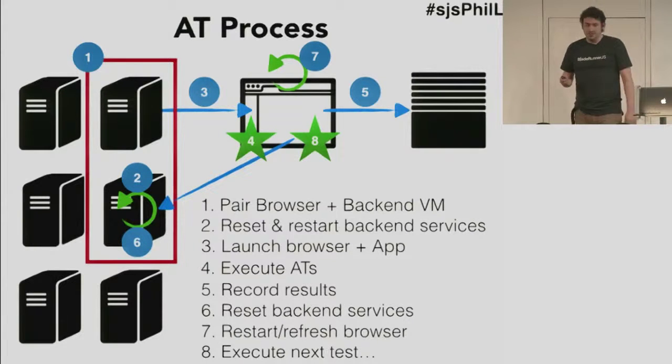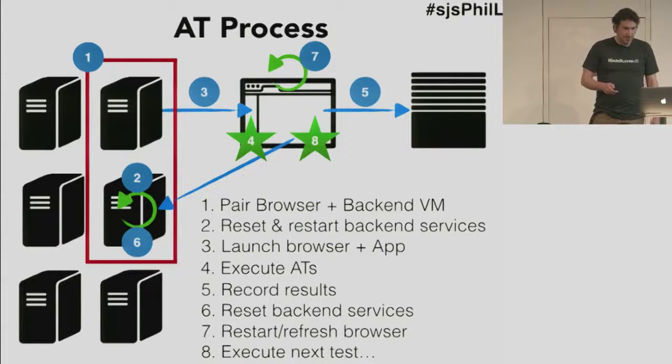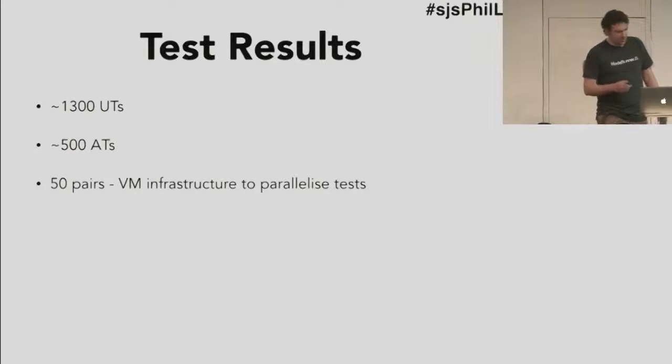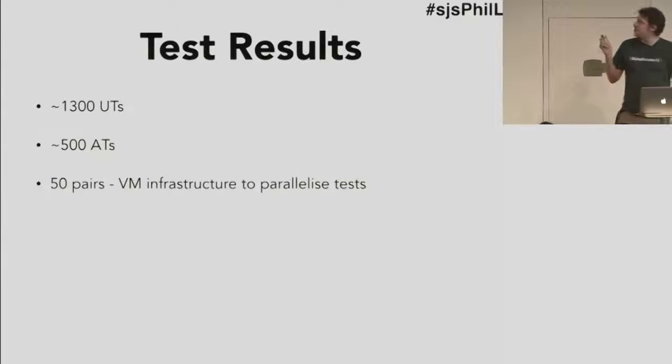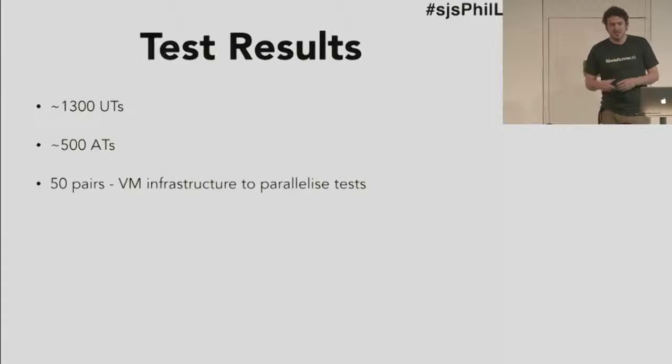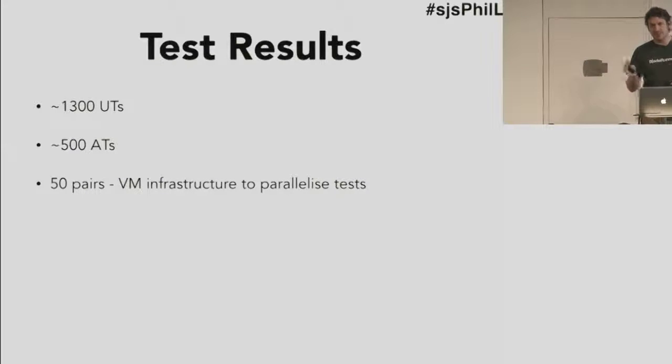So these are the test results. I'm not going to talk about unit tests. The focus here is really acceptance testing. So we had 500 acceptance tests, and we had 50 pairs of VMs, so that's 100 VMs. The reason for that is so that we could run our tests in parallel.